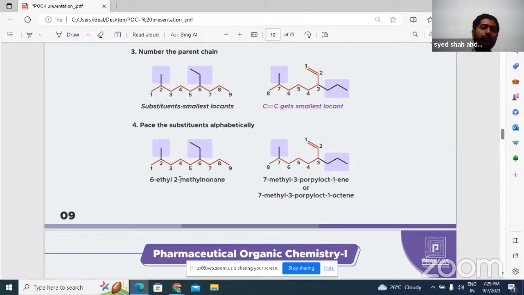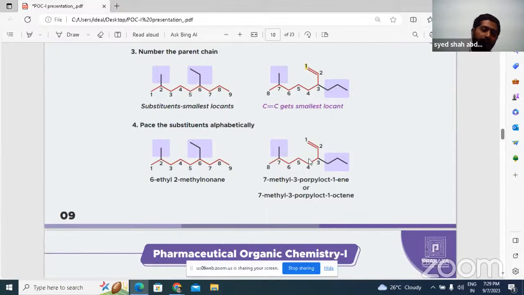So 6 ethyl, 2 methyl, nonane, a 9 carbon compound. One more thing you should keep in mind: you should be quite perfect with the starting 10. Meth, eth, prop, but, pent, hex, hept, oct, non, dec. These are the 10 basic carbon names, and you should have them perfectly remembered by heart. Then you can easily give the name.